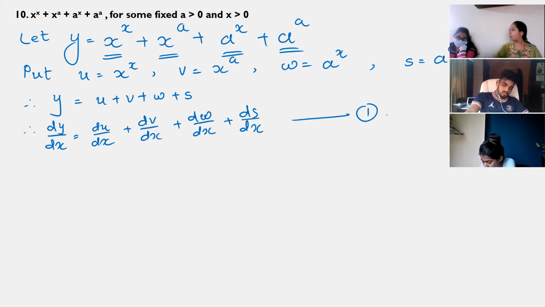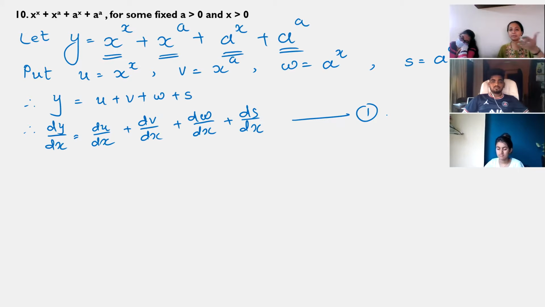That is the equation. That means earlier we used to find only u and v. Here we are going to find out for u, v, w, s. For all 4 we are going to find out. It won't be that long. It is a very easy part because the terms are not so long.